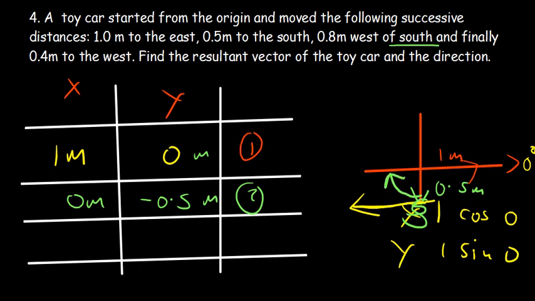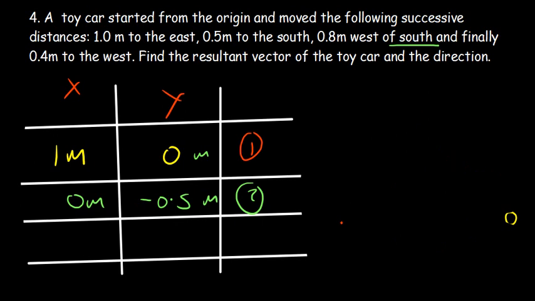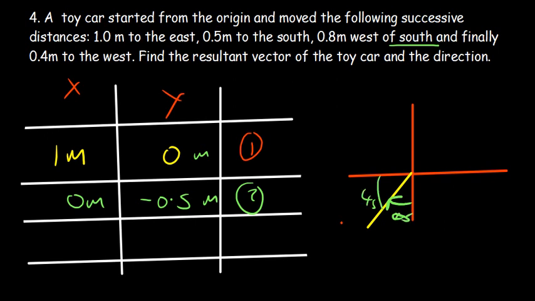Okay. Have we been given any angle? No. So we'll use the 45. We'll split that quadrant into 45, which we can show better now. So 45, 45, 45. So 0.8 meters west of south.